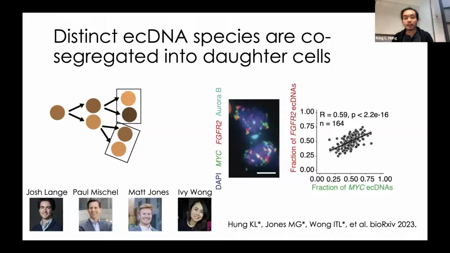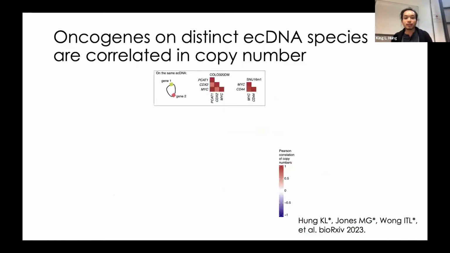So if the two ecDNAs are unrelated, their copy numbers in dividing cells between the two different daughter cells should also be unrelated. But what we found was when we looked at hundreds of these daughter cells, the fraction of MYC ecDNAs inherited by one daughter cell is correlated with the fraction of FGFR2 ecDNAs inherited by that same cell. And so this suggests that these two ecDNAs are co-segregated.